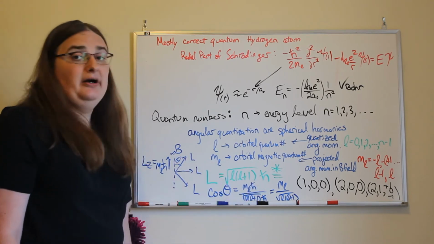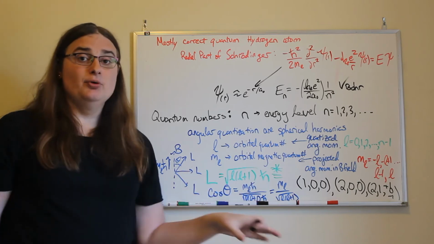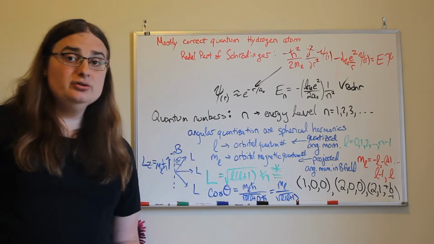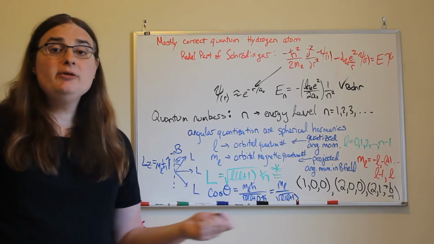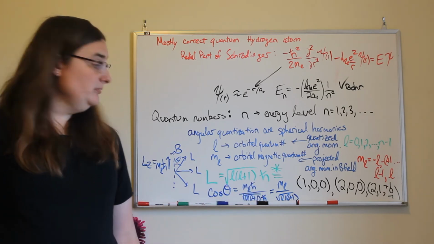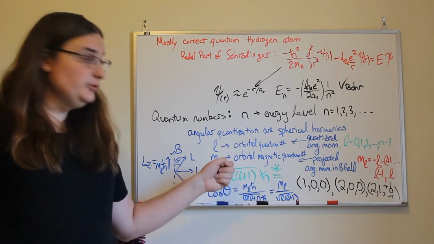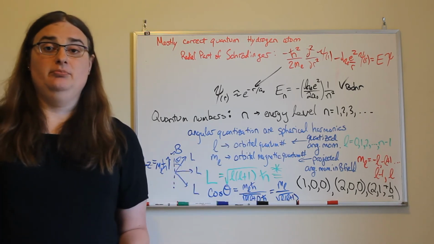Now, this is another big departure from the Bohr model, because the Bohr model assumes that the lowest amount of quantized angular momentum would be h bar. Here, the lowest amount of quantized angular momentum is 0. If L equals 0, little l is 0, there's 0 angular momentum.